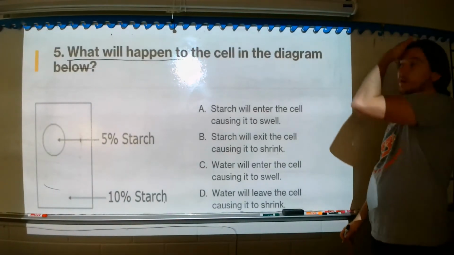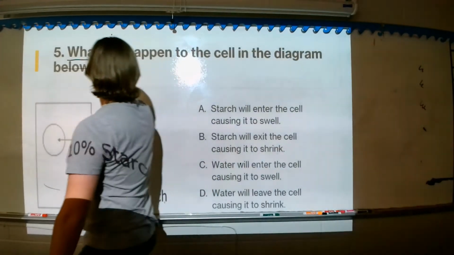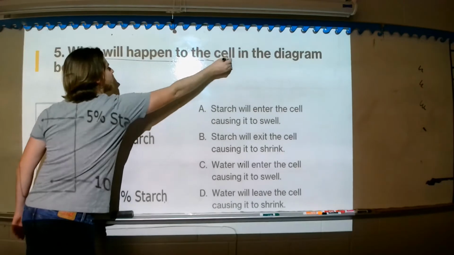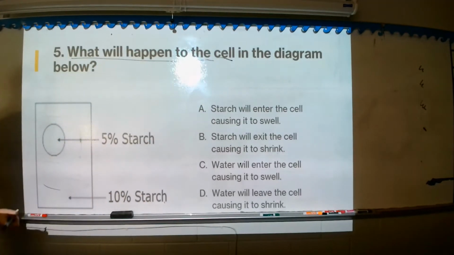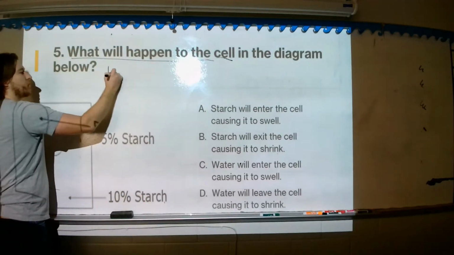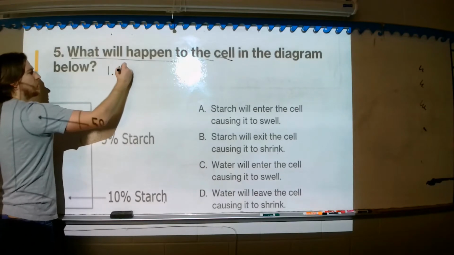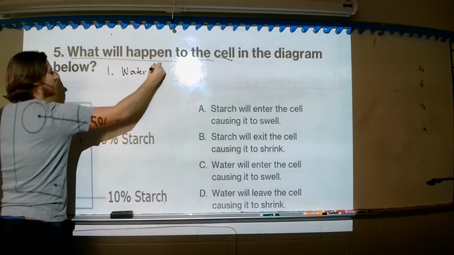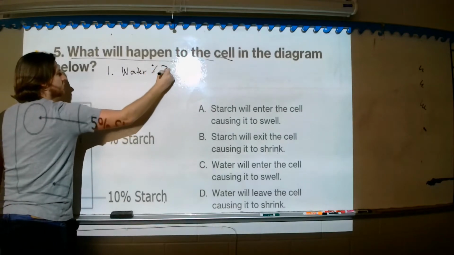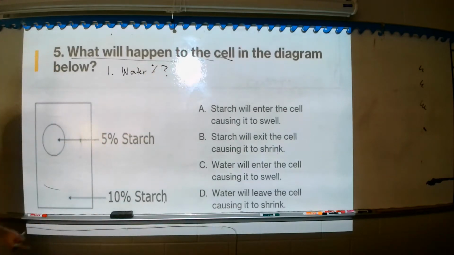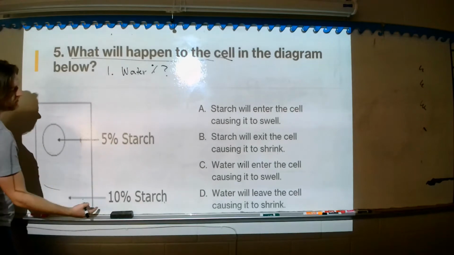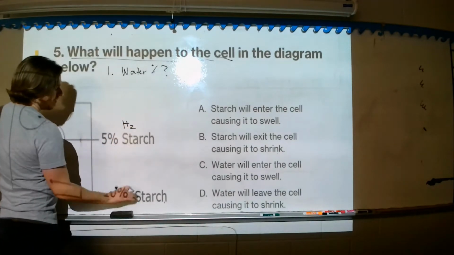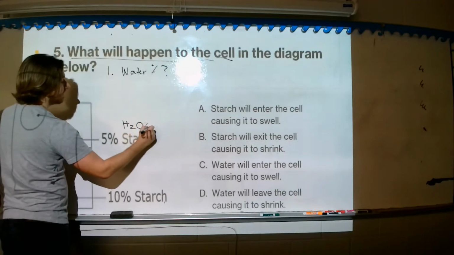All right, so what will happen to the cell in the diagram below? So I'm looking for what will happen to the cell. That's my question. I come down here. I've got 3 steps. Let's start with 1. Number 1 is, do I know the water? So I'm going to put water question mark. So step 1, do I know the water percentage? Right here I have 5% starch, 10% starch. I do not. I don't want this. I want to know what is the H2O percentage.